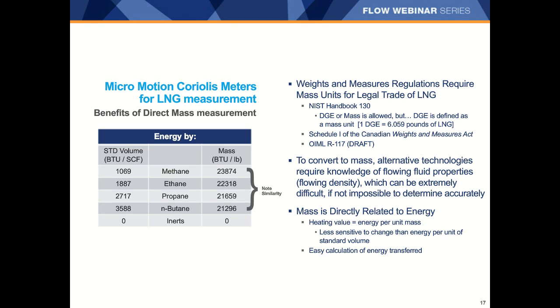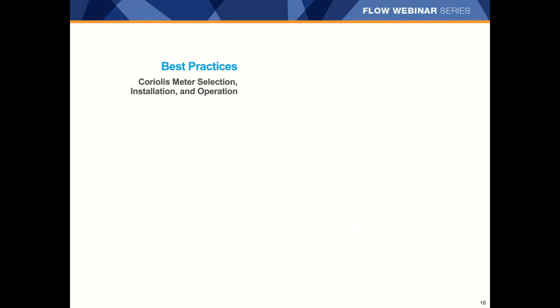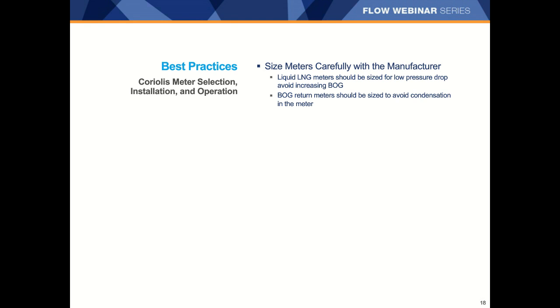The best practices for using a Coriolis meter in LNG measurement are pretty straightforward. Most important, perhaps, is to work with the Coriolis meter supplier to select the perfect size Coriolis meter for your application. You don't want a meter that is too small because this will make the pressure drop across the meter higher than it needs to be, which may increase delivery system boil-off gases.